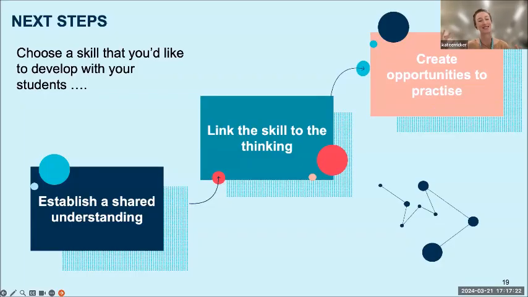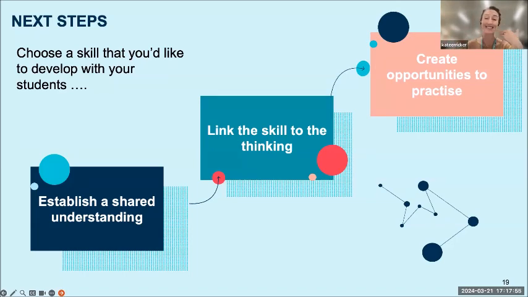So there's 3 steps: establishing a shared understanding, linking the skill to the thinking, and working out what the thinking is that underpins that skill, developing a strategy to help students apply it or finding a strategy, and then in lessons, in your teaching, giving them structured opportunities to practice. And if these opportunities to practice can be social, discussion-based, where they share their thinking and hear the thinking of others, then that's even better.